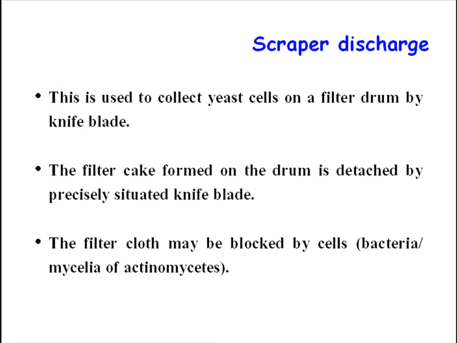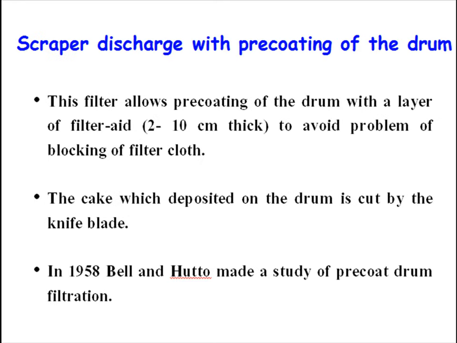Second, scraper discharge. This is used to collect yeast cells on a filter drum by a knife blade. The filter cake formed on the drum is detached by a precisely situated knife blade. The filter cloth may be blocked by cells, that is bacteria, mycelia, or actinomycetes. Scraper discharge with pre-coating of the drum. This filter allows pre-coating of the drum with a layer of filter aid that is 2 to 10 cm thick to avoid the problem of blocking of the filter cloth.